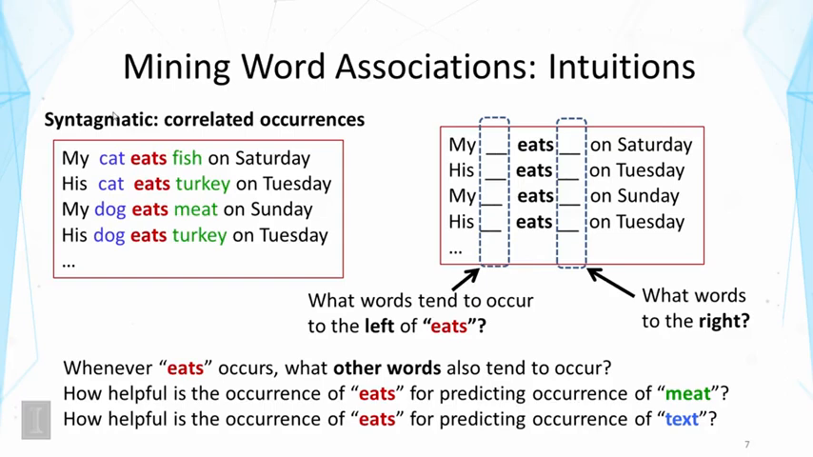In contrast, if you look at the question at the bottom, how helpful is the occurrence of eats for predicting the occurrence of text? Because eats and text are not really related, knowing whether eats occurred in a sentence doesn't really help us predict whether text also occurs in the sentence. So this is in contrast to the question about eats and meat. This also helps explain the intuition behind the methods for discovering syntagmatic relation. Mainly, we need to capture the correlation between the occurrences of two words.